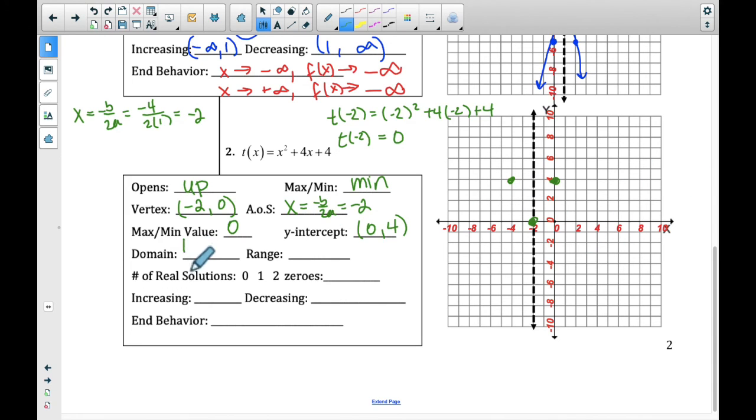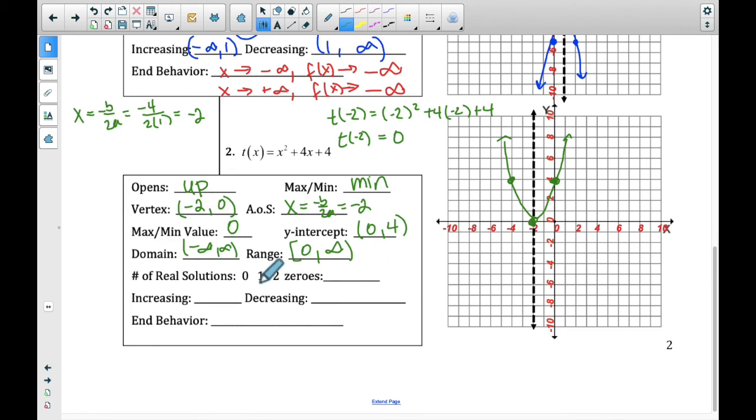The domain on a parabola is always -infinity, +infinity, and then the range goes from that minimum maximum point all the way, whichever way it's going. And again, if we were drawing this for real, we would want to have 5 points, but right now we have 3 points, and that's enough to get us started. So my range goes from 0 to infinity. And I made a little mistake. I want to make a square bracket there on my 0 because it does include that point.